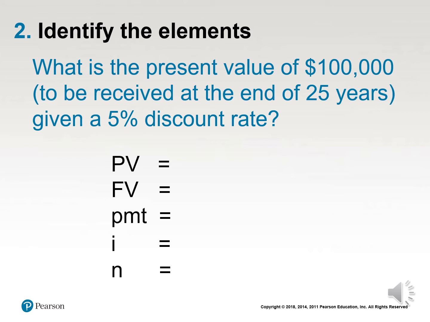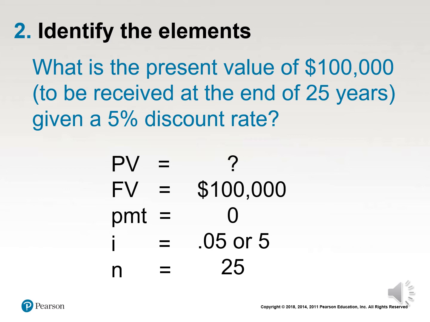The second step in the process is to identify the elements. If our question was, what is the present value of $100,000 to be received at the end of 25 years, given a 5% discount rate, consider what these elements are and put a question mark beside the element that is unknown. This is a problem to calculate the present value. So the present value is our unknown. The payment amount, even though it isn't given, is known to be 0.